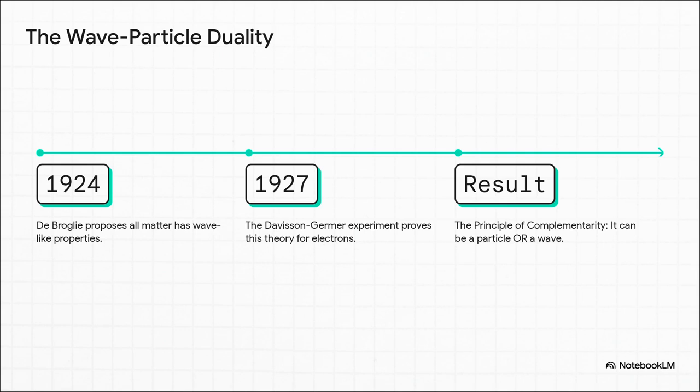Now, this wasn't just a wild guess somebody made. In 1924, Louis de Broglie had this incredible idea, and just 3 years later, it was proven. The Davisson and Germer experiment was the smoking gun. They literally shot electrons at a crystal, and what they saw was a diffraction pattern. The electrons spread out exactly like waves. This gave birth to the principle of complementarity. Something can show you its particle side or its wave side, but never both at the very same instant. It all depends on how you ask the question.